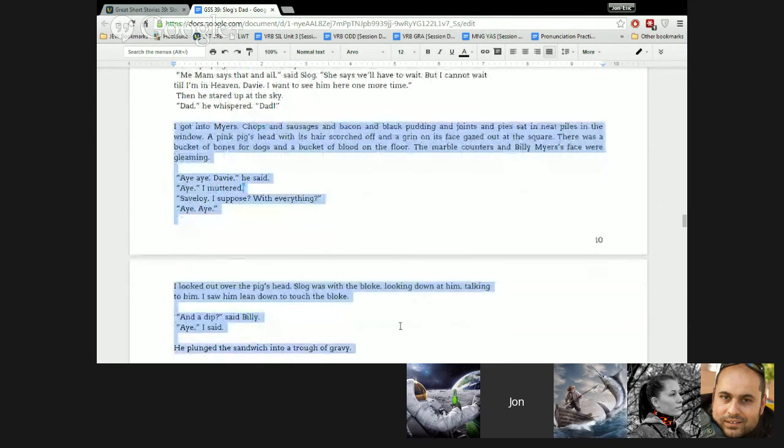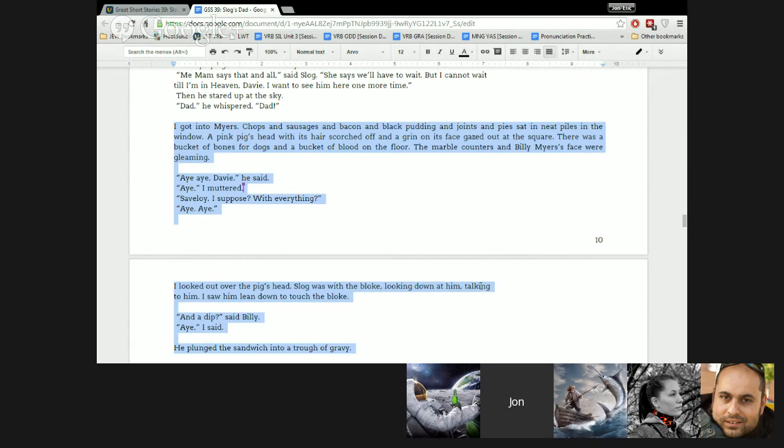I got into Myers: chops and sausage and bacon and black puddings and joints and pies set in neat piles in the window. A pink pig's head with his hair scorched off, and a grin on its face, gazed out at the square. There was a bucket of bones of dogs and a bucket of blood on the floor. The marble counters and Billy Myers' face were gleaming.